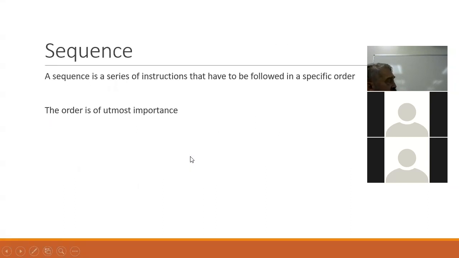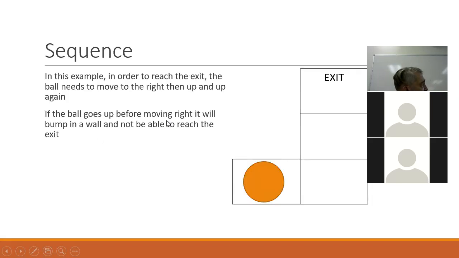So I mentioned that we use this word sequence. In algorithms and computers, sequence is one of the key factors in solving a problem. What I mean by that is you start at a point. If two lines of code are one after the other, the first one is performed first, the second one is performed second. So that's what we mean by order being of the utmost importance.